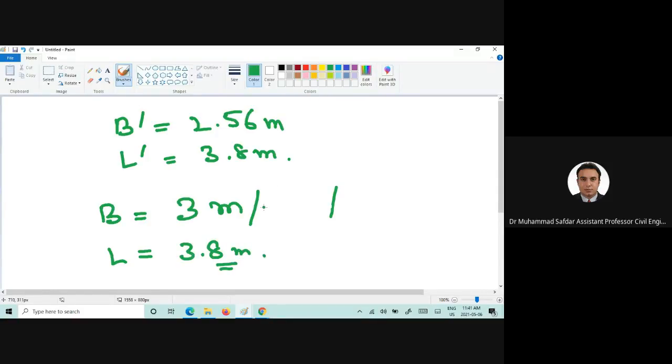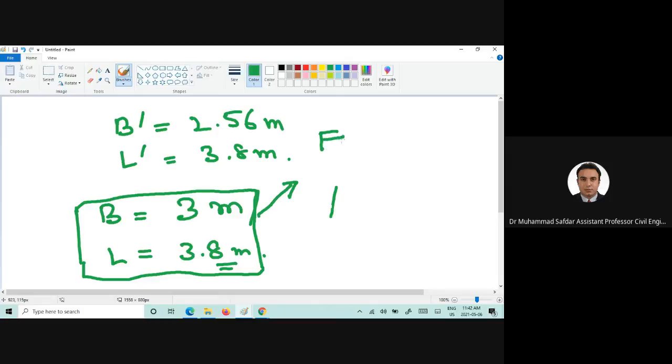So now we will get B, or the width of the footing, equal to 3 meter and length of the footing equal to 3.8 meter. So the problem is solved here, but still there is a problem. Now you can use these dimensions, and please kindly give me the factor of safety. Okay, use these dimensions and find the factor of safety value.